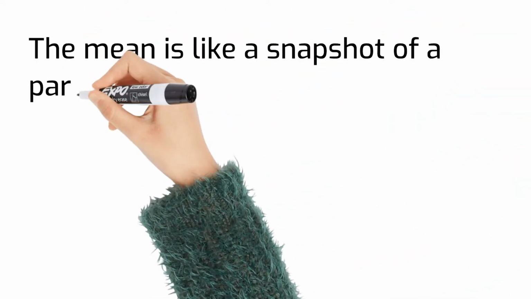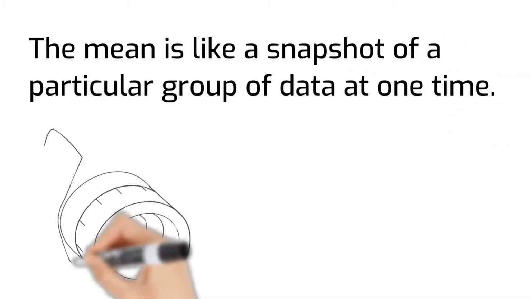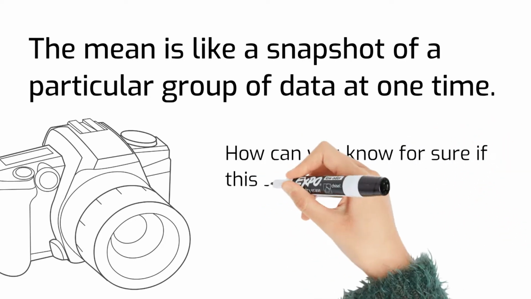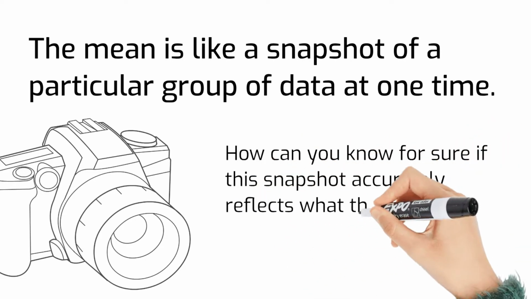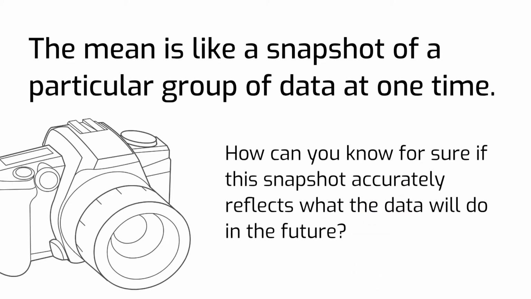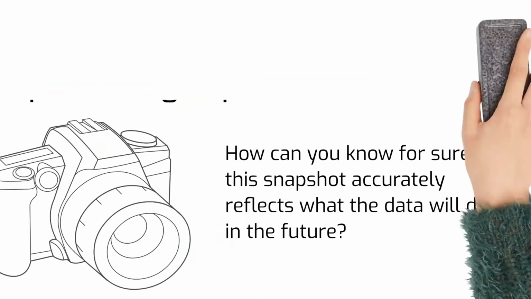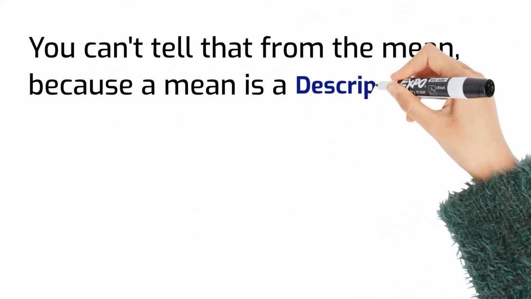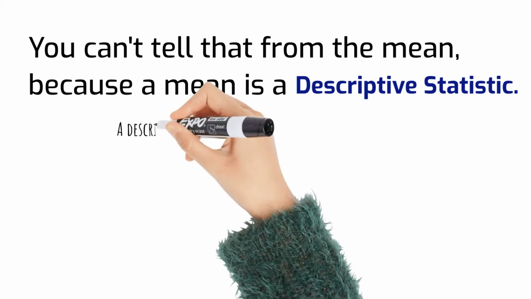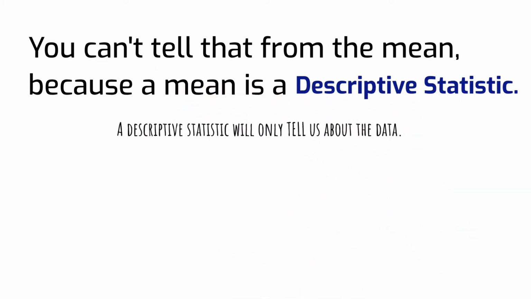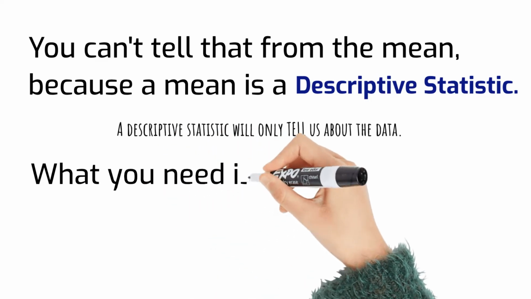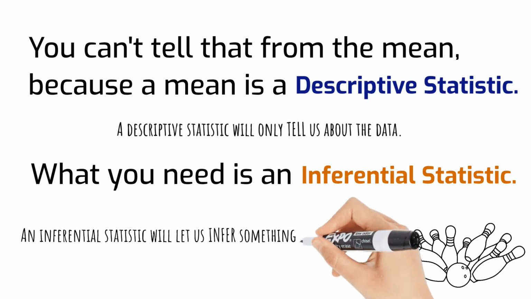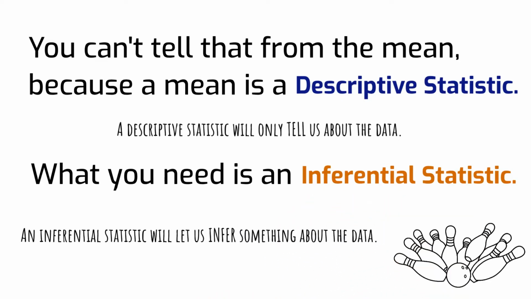The mean is like a snapshot of a particular group of data at one time. How can you know for sure this snapshot accurately reflects what the data will do in the future? You can't tell that from the mean because a mean is a descriptive statistic. A descriptive statistic will only tell us about the data. What you need is an inferential statistic. An inferential statistic will let us infer something about the data.